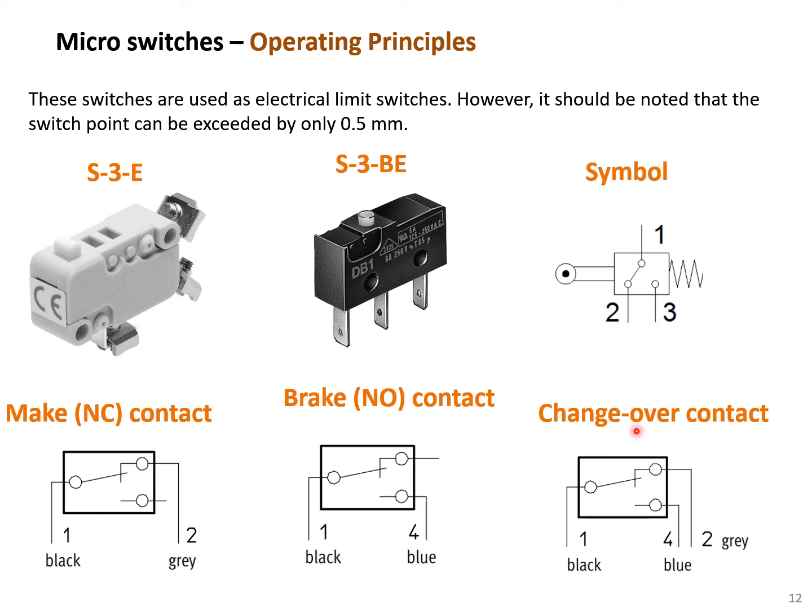With the changeover contact, we could decide what is the normal condition at the beginning. So if the switch is not in contact with any object and the output is on, it is in the normally closed state, and vice versa, it's in a normally open state.